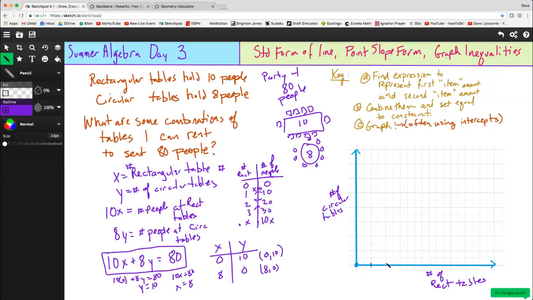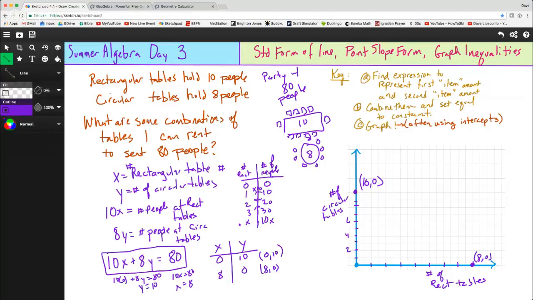And I can say 1, 2, 3, 4, 5, 6, 7, 8. So this is (8, 0): 8 rectangular tables and no circular. I can't fit that by 2, so I'll just go by ones: 1, 2, 3, 4, 5, 6, 7, 8, 9, 10. So this is (0, 10) here.